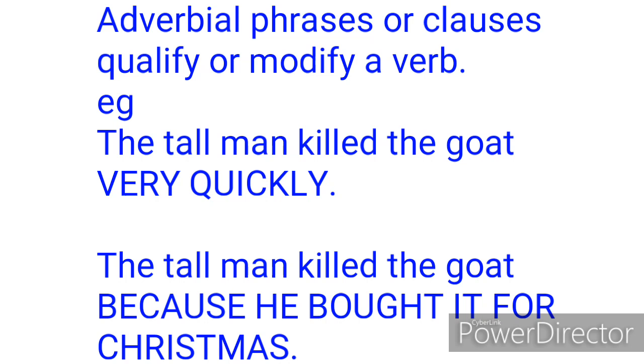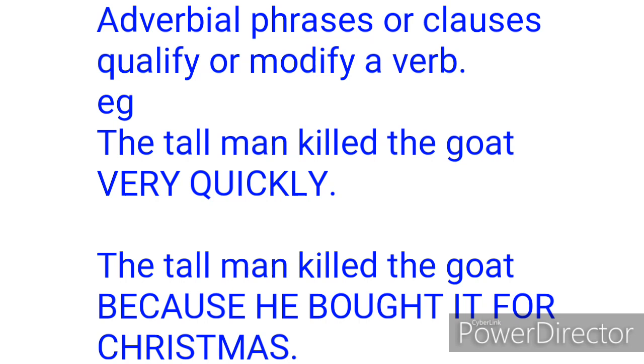The underlined words do not have a verb, so that makes it a phrase. And because it tells us more about a verb, that is why it is an adverbial phrase. To identify an adverbial phrase or clause, you just need to figure out which words it gives us more information on.